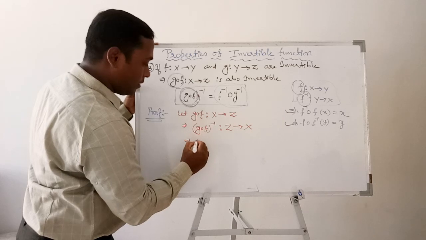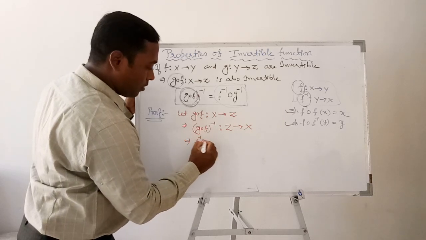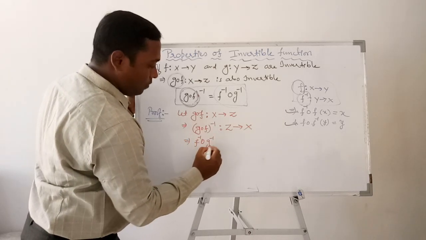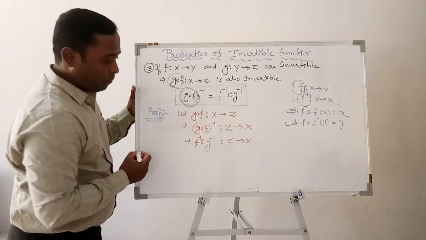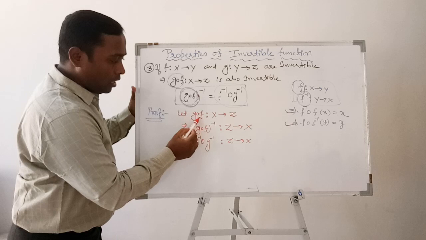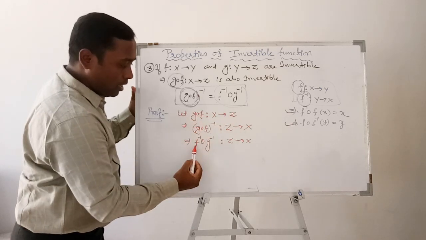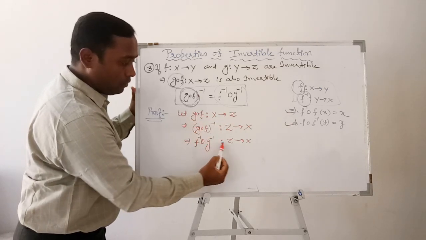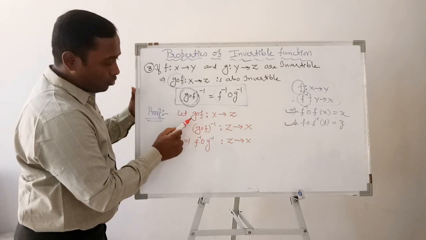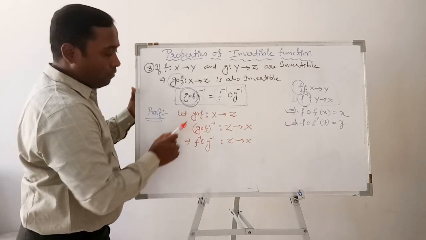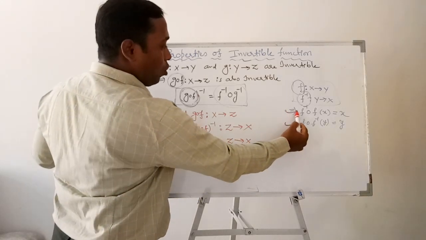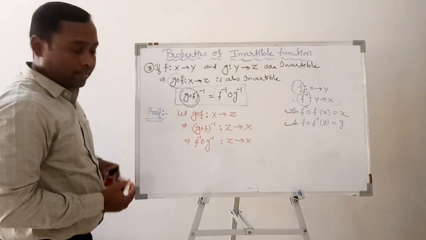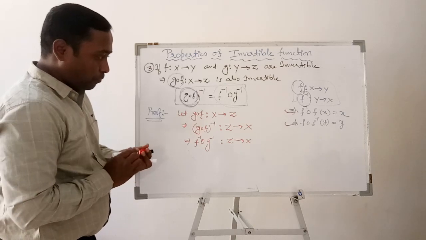It also says that f inverse circle g inverse is also what? Z to X. So if g circle f is from X to Z, then f inverse circle g inverse is from Z to X. These are the two functions which are inverses of each other. Now we are going to prove this operation is true in this case.